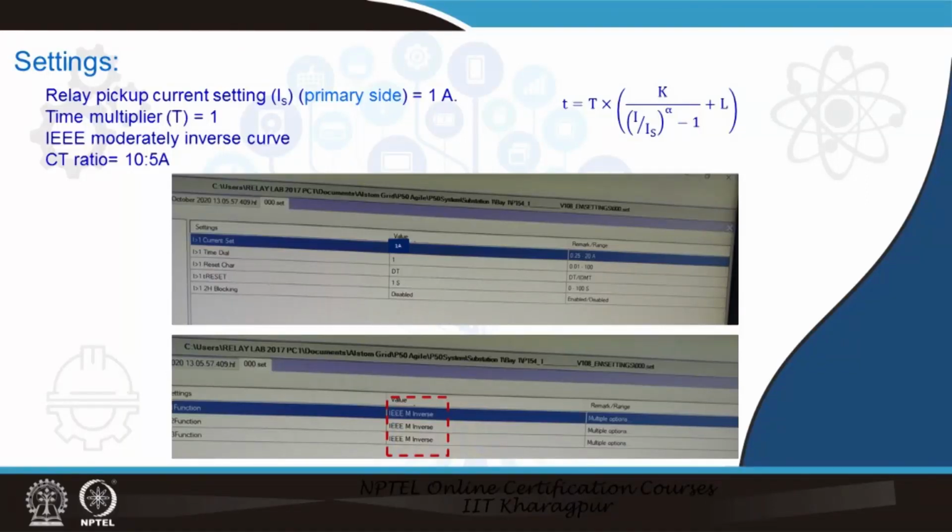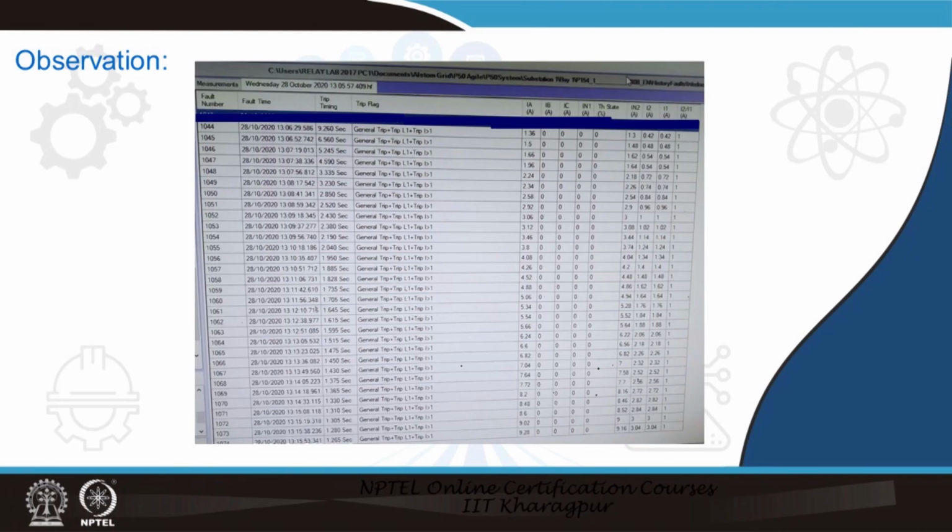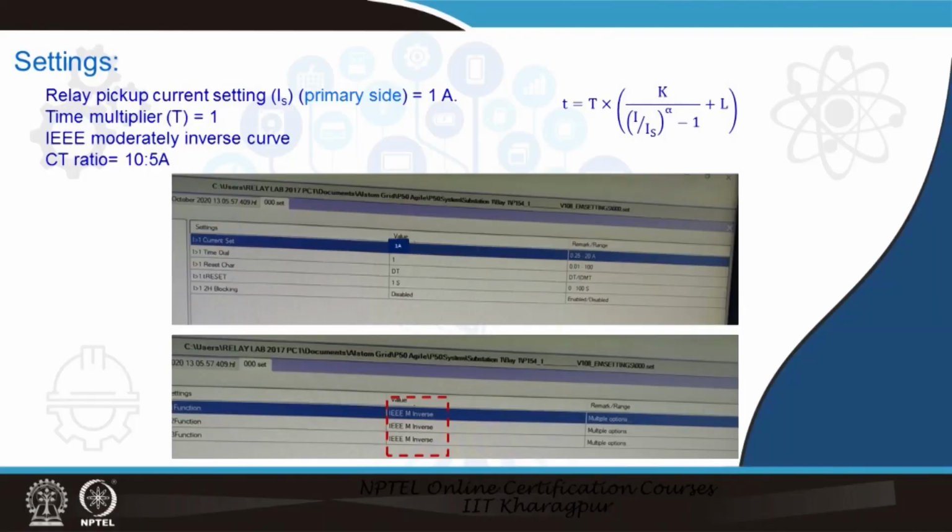So, in this overcurrent relay experiment, we will have a few settings. On that setting perspective, we have the relay backup setting of 1 ampere. We have first fixed it on 1 ampere, and this setting on current is on the primary side, both the pickup current setting and the corresponding current which will be observed in the particular relay. So, when we say primary side, it means it is CT primary.